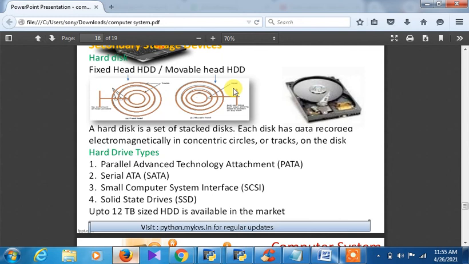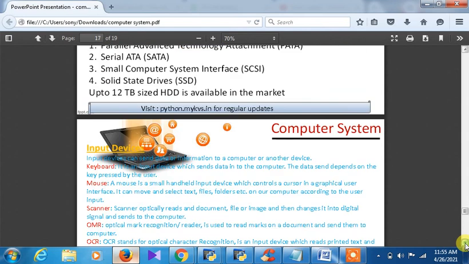So these are mechanical storage devices, but nowadays this mechanical storage has been replaced by solid state drives also. That is available in the market, because they have a faster data access rate as compared to hard disk drives. All right, that is the thing.